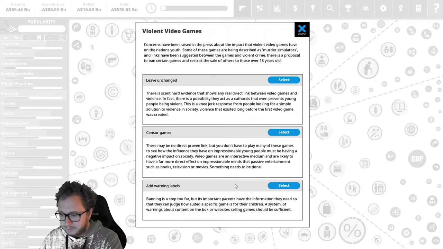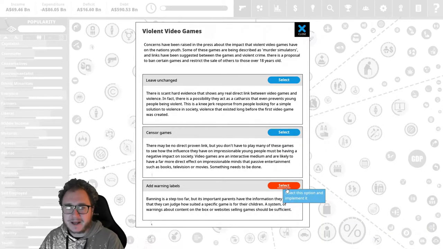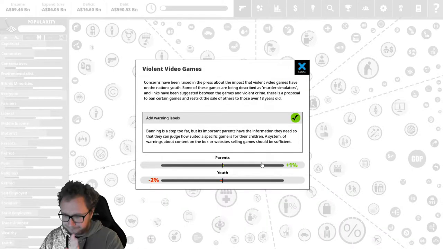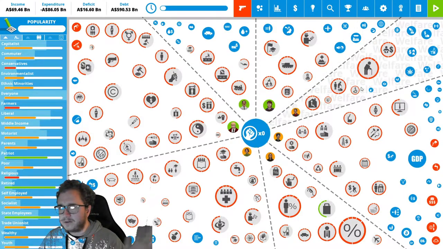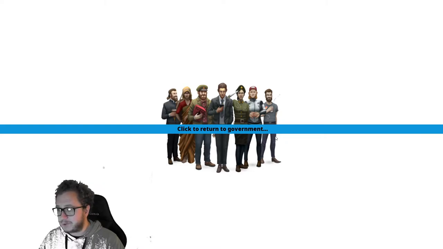We'll go somewhere in the middle. We're going to add some warning labels. We don't want to take it away from people. We don't want to censor it. We still want people to have the freedom to make a decision, etc. So we're just going to add some warning labels. I know the youth don't like that, etc. You know what? Too bad, so sad. You can't have everything your way, unfortunately.